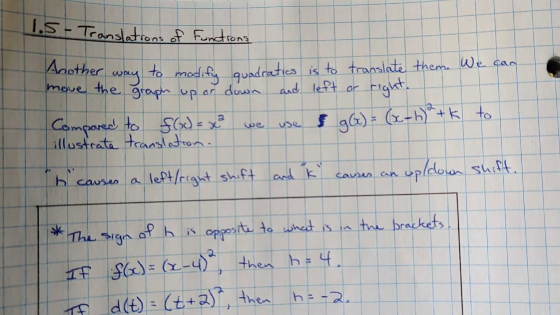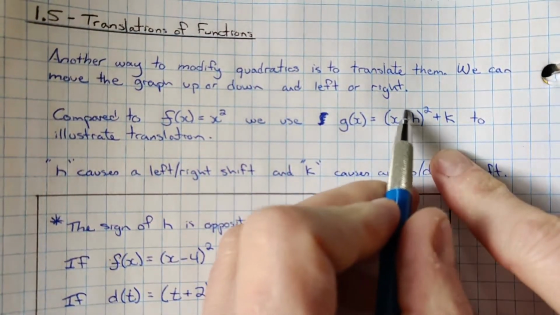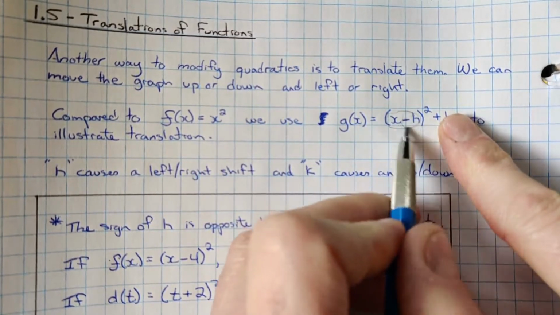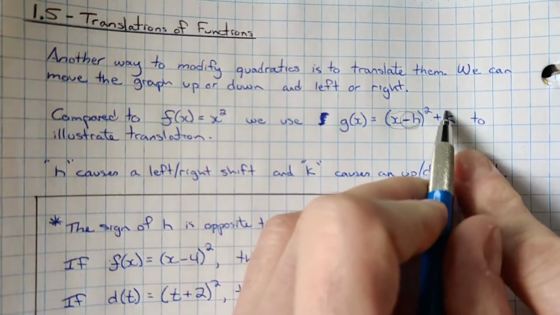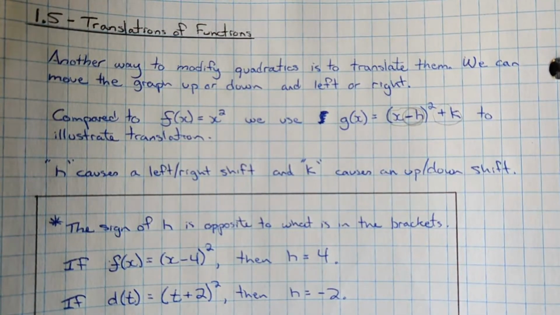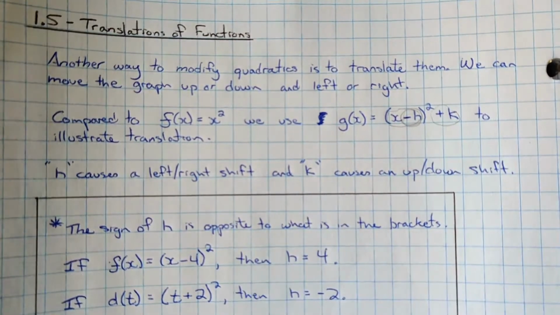But we have our standard quadratic function, x squared, and we're going to use this concept of having in the brackets with the x, before the x is squared, we're going to subtract an h value, and then after we've squared it, we add a k value, and those are going to cause the graph to shift left, right in terms of the h, and the k is going to make it go up, down.